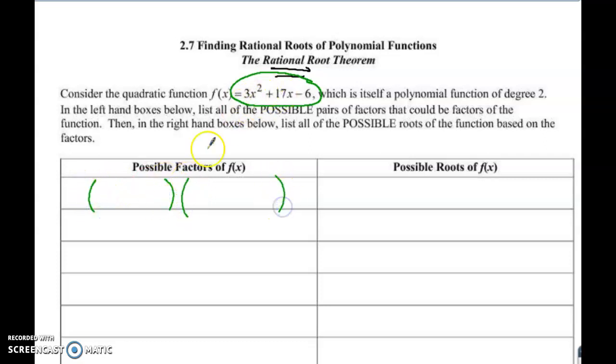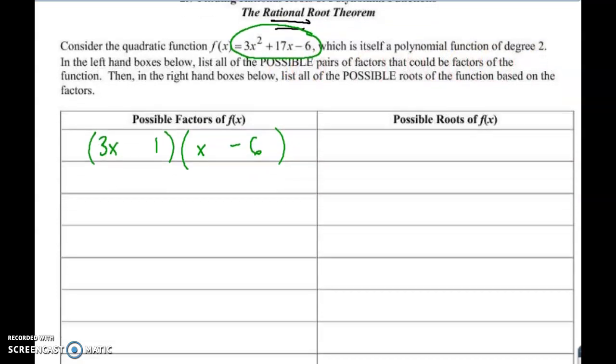Now, there's only one way of getting 3x squared, and that would be 3x times x. But there are a lot of different ways of getting negative 6. You could do 1 times negative 6, or, keeping everything the same, it could have been negative 1 times positive 6. Only one of these answers is correct as I lay out all the possible ones.